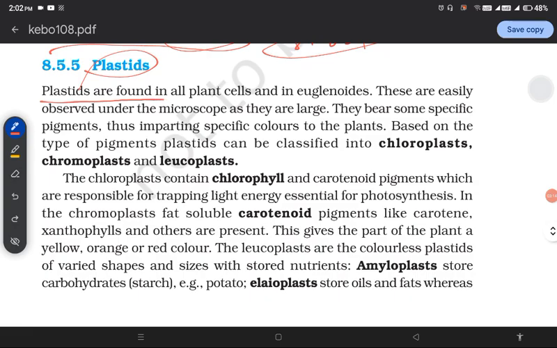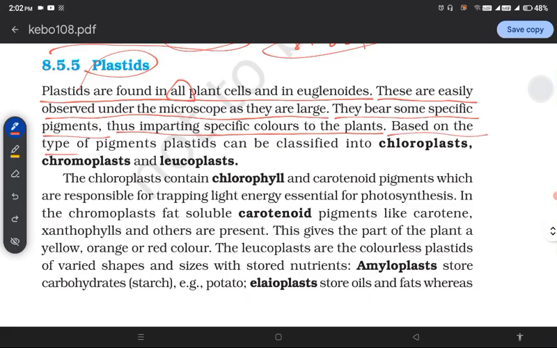Plastids are found in all plant cells and inclusions. Plastids जो है सब सेल एंड इंक्लूज़न्स में फाउंड होता है. They are easily observed under the microscope as they are large. They bear some specific pigment, thus imparting a specific color to the plant. प्लास्टिड जो बियर करता है some specific pigment, thus imparting a specific color to the plant.